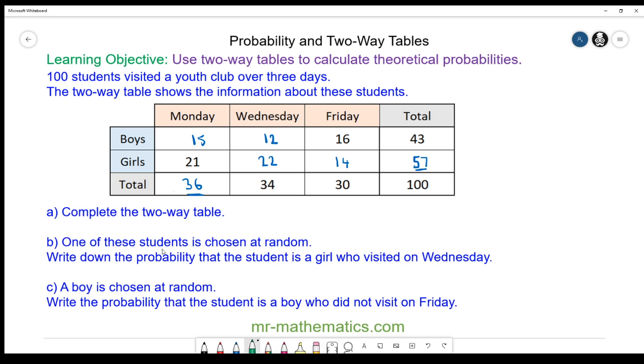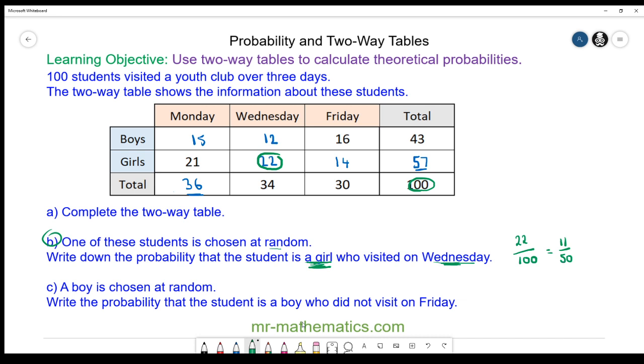Okay, so let's move on with the probability questions. Well, one of these students is chosen at random. This is question B. Write down the probability that the student is a girl who visited on Wednesday. Well, we know there's a total of 100. So out of 100 total outcomes, we want the number who is a girl that visited on Wednesday. And this is here, 22. So 22 over 100, and that comes out as 11 over 50.